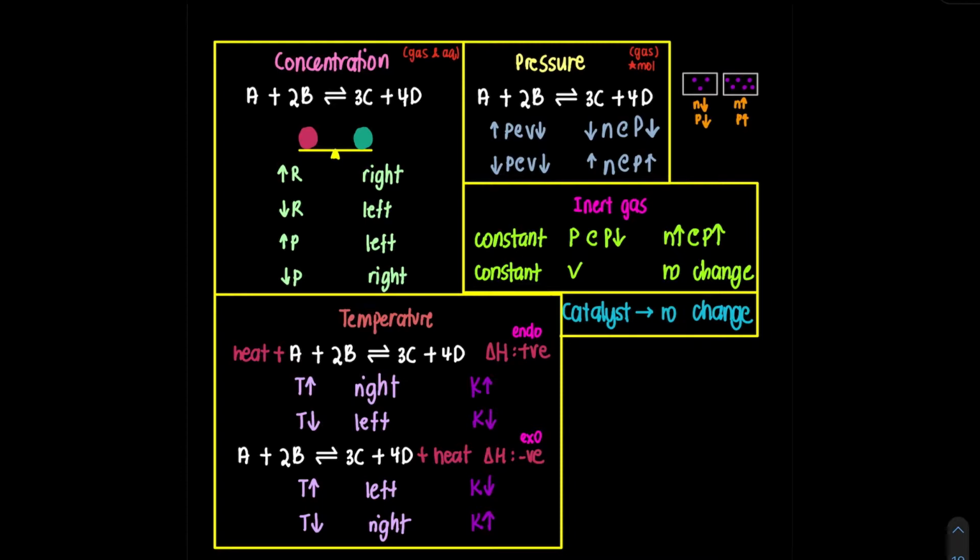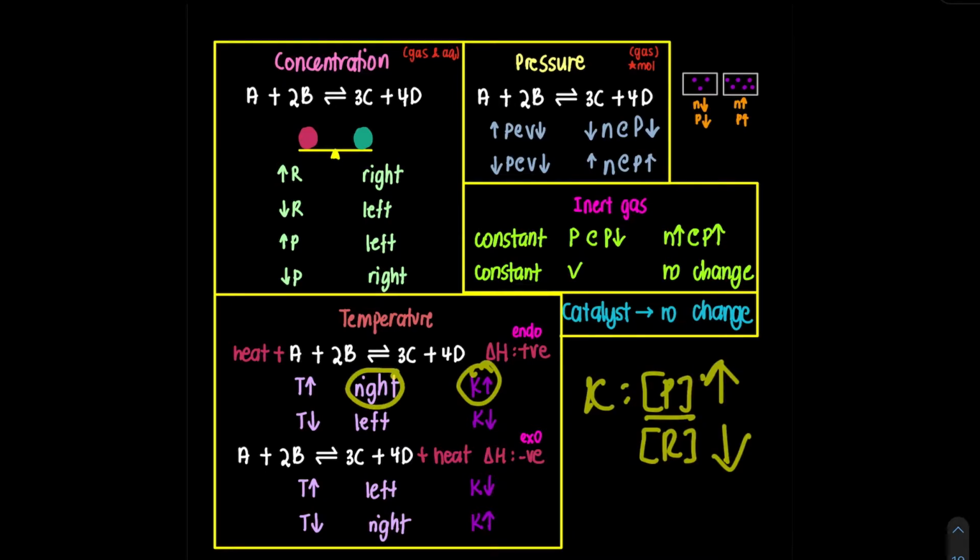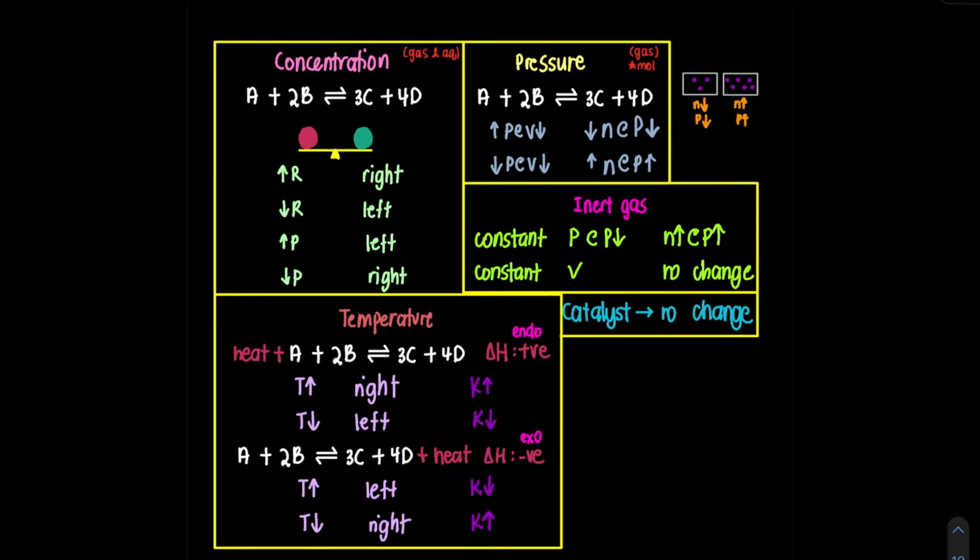And then, here there is also a mention about K. So K increases. K is about our product over reactant. So if K increases, it means our product is bigger than our reactant. That is why, when it shifts to the right, K will increase, because more product is formed. The same goes here. If temperature decreases for our exothermic reaction, we shift to the right, and more product is formed. So that's why K increases.